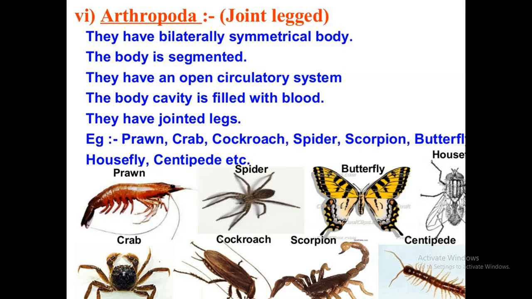And the legs, they are jointed. The example for this is arthropoda, the largest group. तो यहाँ पे सबसे ज़्यादा amount of organism we can see, like prawn, crab, cockroaches, spiders, scorpion, butterfly, housefly, centipedes. All this is present in the arthropoda group.